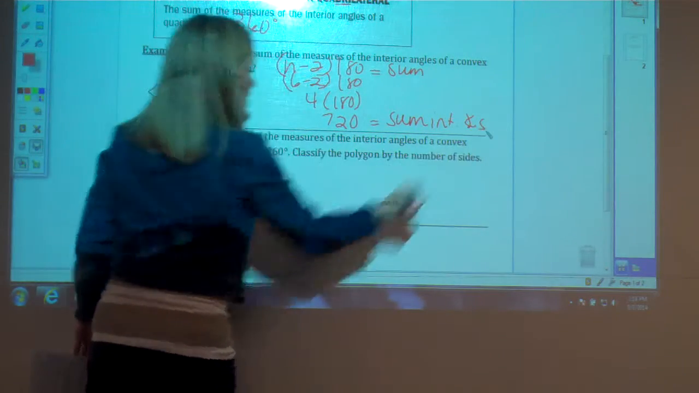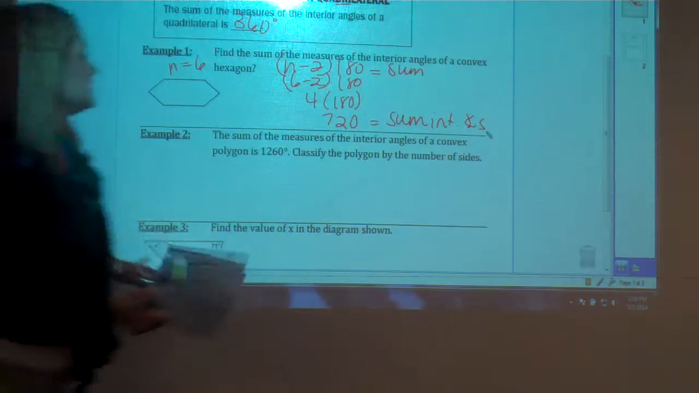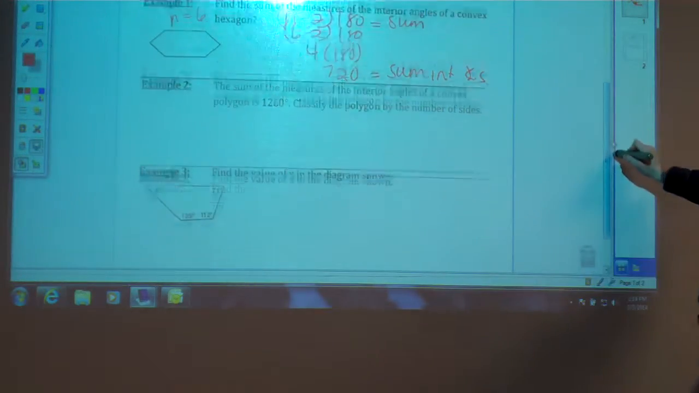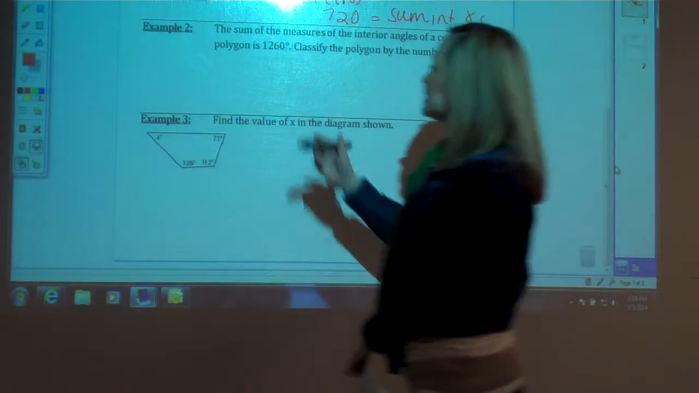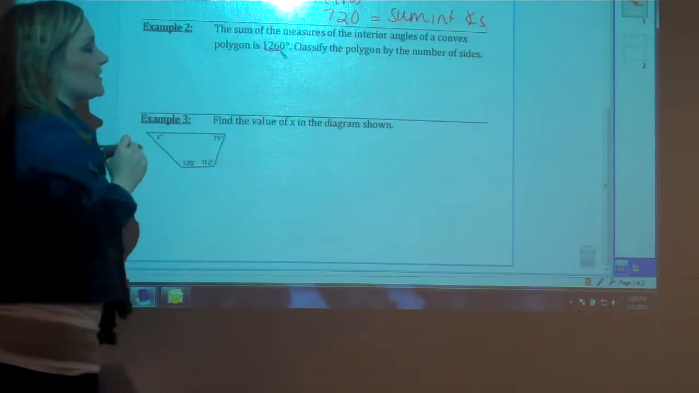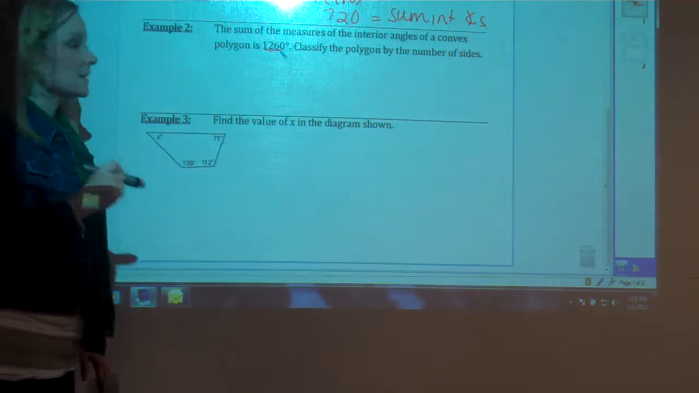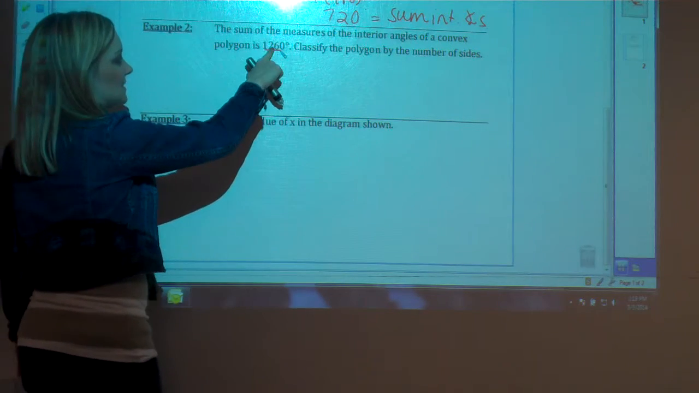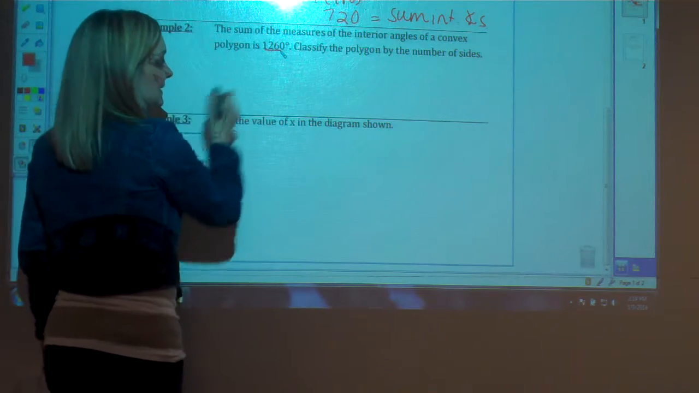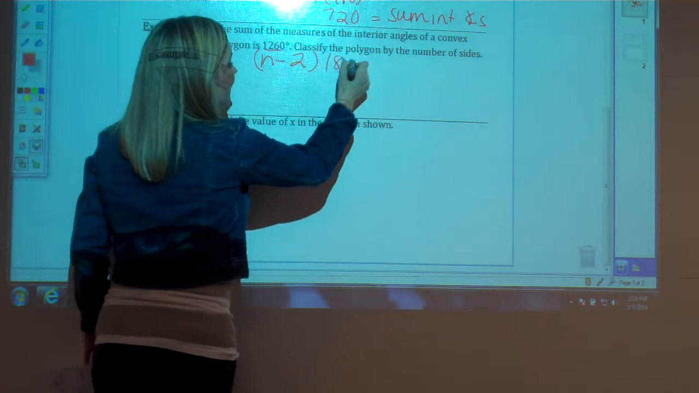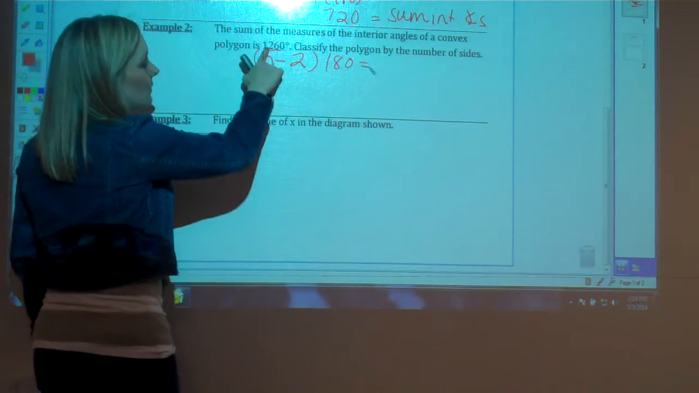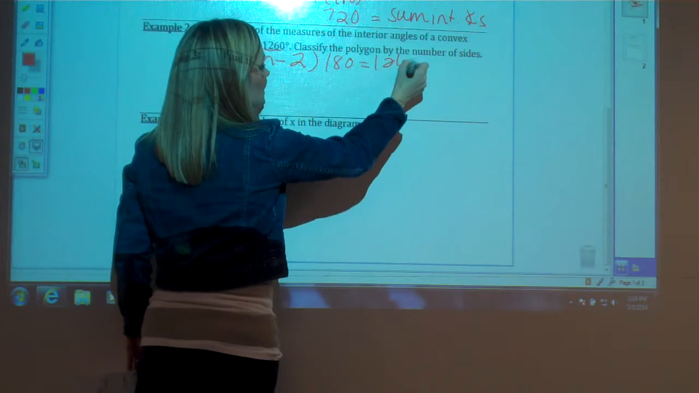Okay? Alright, example 2 says the sum of the measures of the interior angles of a convex polygon is 1,260. Classify the polygon by the number of sides. So this time they're giving us the sum and we want to find what n is. Still the same formula, n minus 2 times 180 is equal to our sum. And in this problem our sum is 1,260.